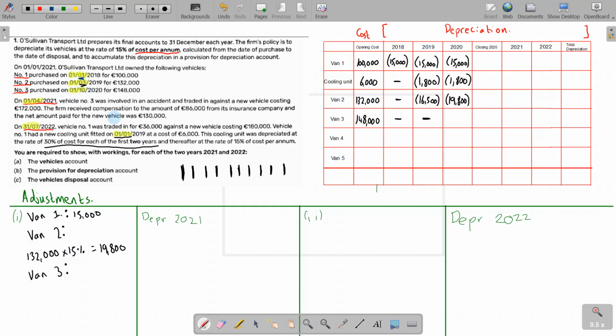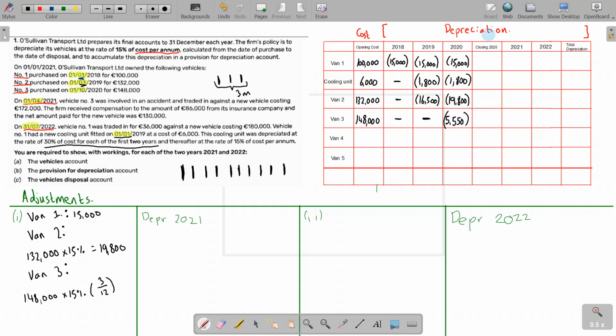So we bought van 3 on the 1st of the 10th. So that means you have it for all of 10, all of 11, and all of 12. So that's 3 months. So what we're going to do is 148,000 at 15%. And we've had it for 3 of 12 months, which is a quarter. So 148,000 multiplied by 15% by 3 over 12 is 5,550 euro.